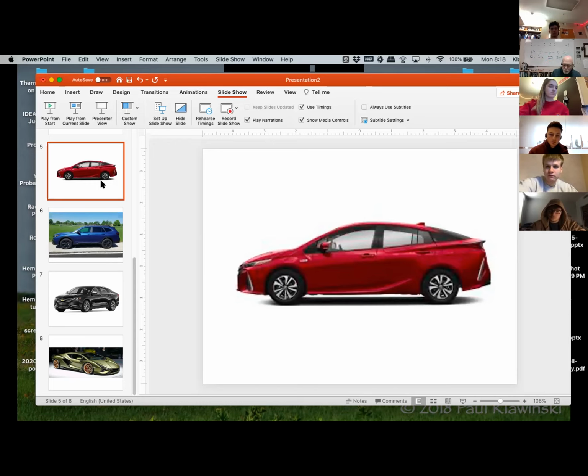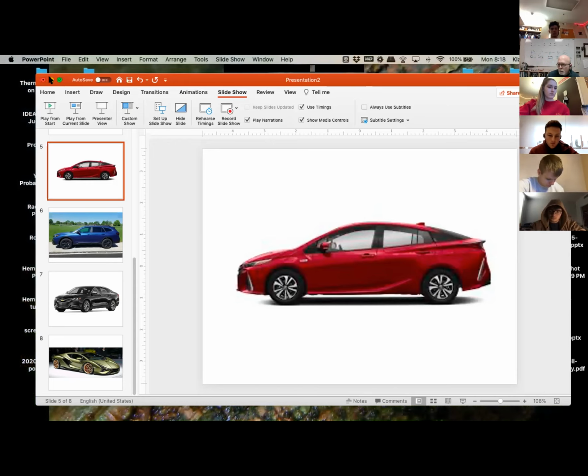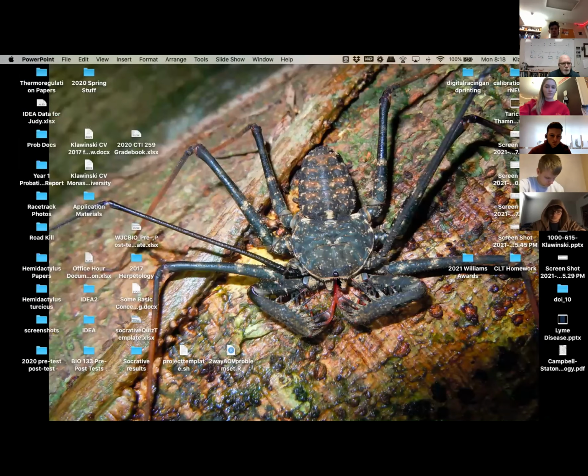Can you guys still see my screen that I'm sharing? It has a big scary bug on it.